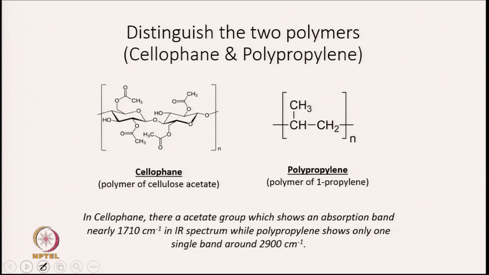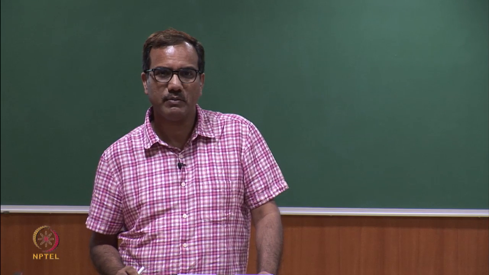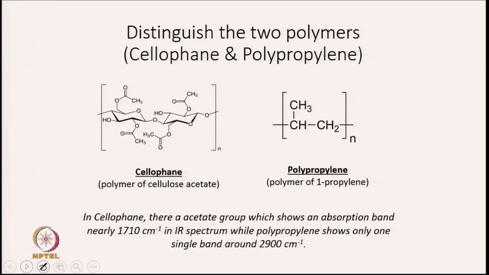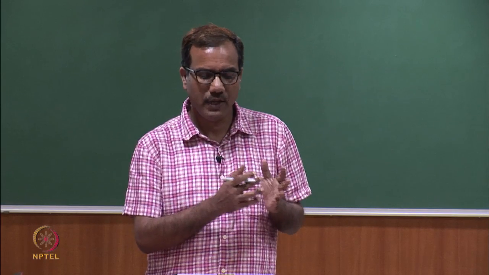We can also distinguish between cellophane and polypropylene. Cellophane is a polymer of cellulose acetate, whereas polypropylene is a polymer of propylene. In cellophane, you have an acetate group which shows an absorption band around 1710 centimeter inverse, whereas for polypropylene, a single band comes around 2900 centimeter inverse. So just by looking at a simple IR spectrum, you can distinguish between these two polymers. So, this is about identifying the molecule in the sample.